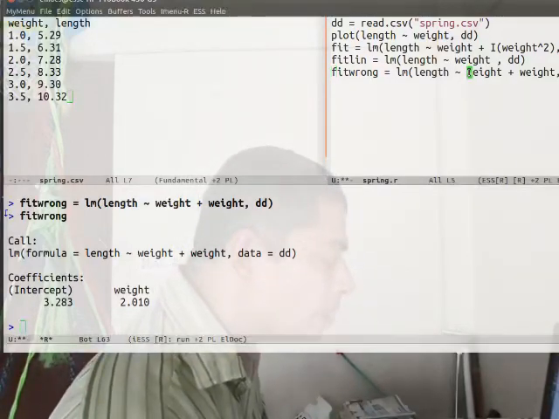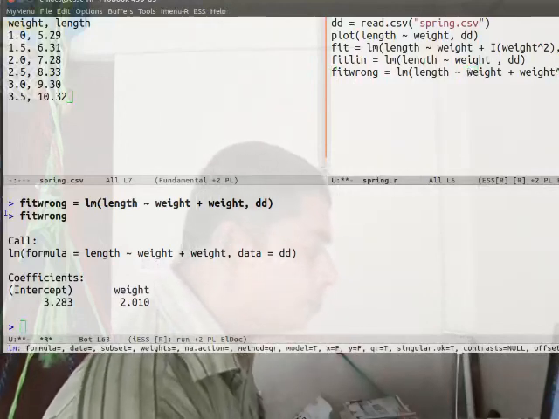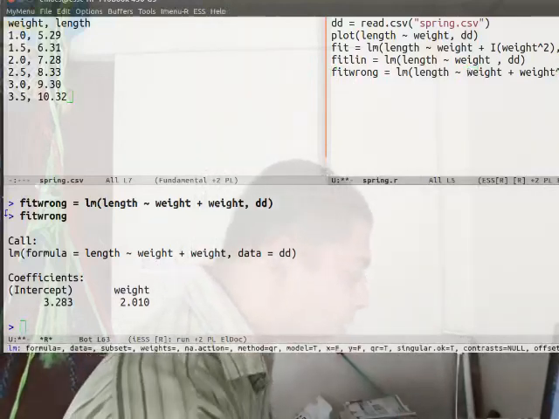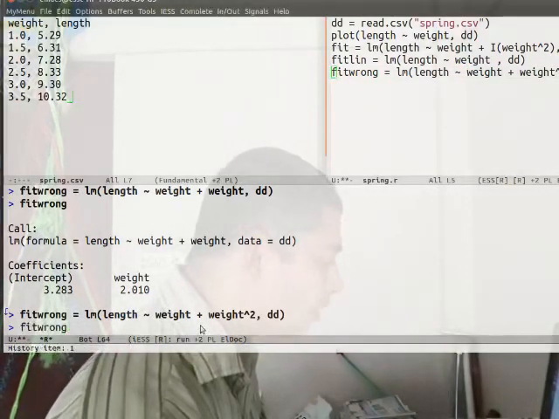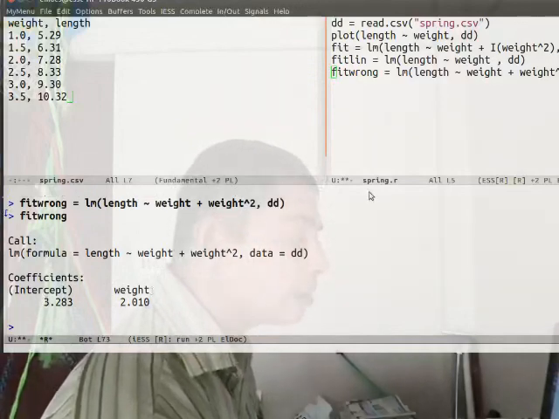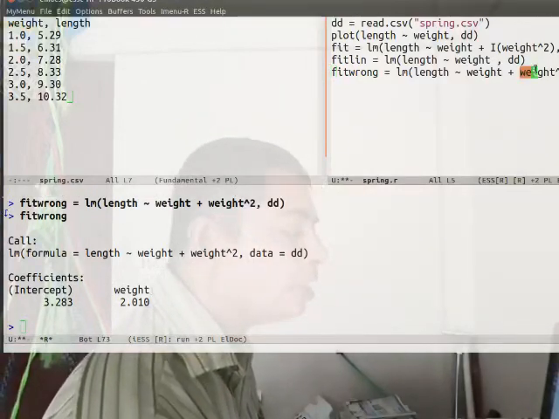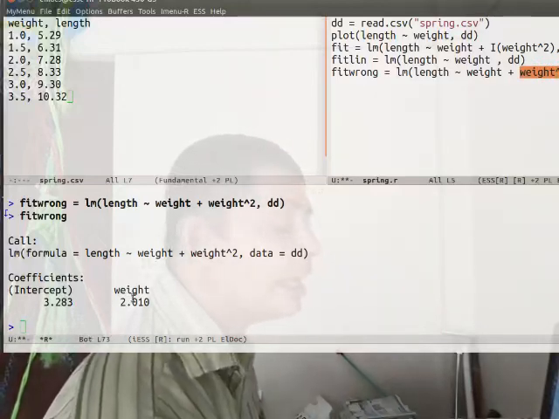Sorry. I have a very little mistake. I wanted to say weight squared. So I will execute that. Now I will try to see what is fit wrong. But it is still intercept and weight. In spite of the fact that I wrote weight square, it is still taking it as weight.